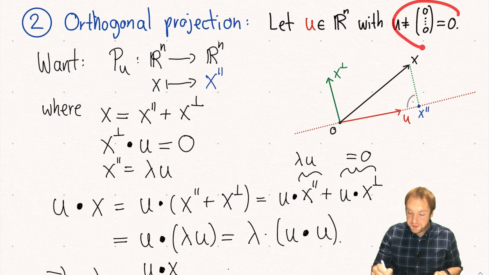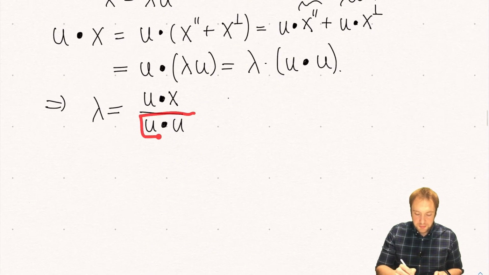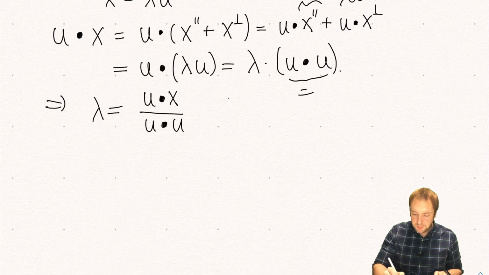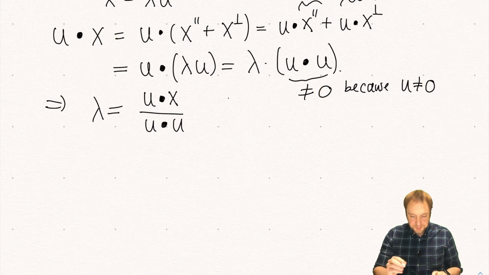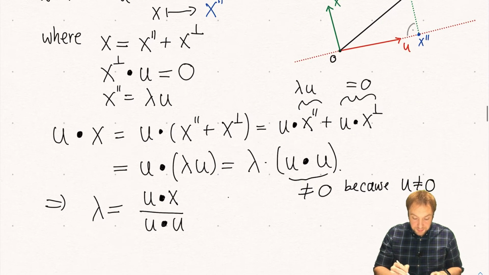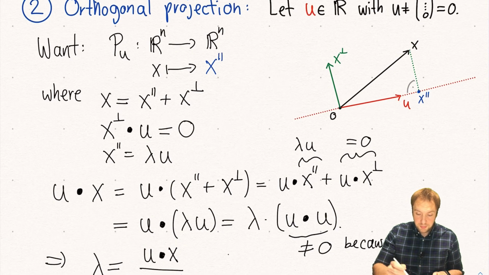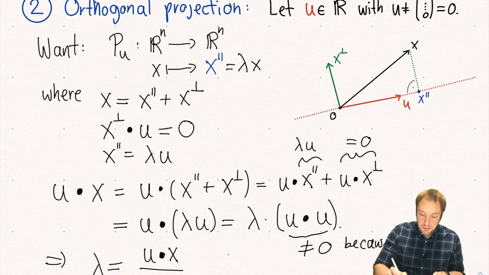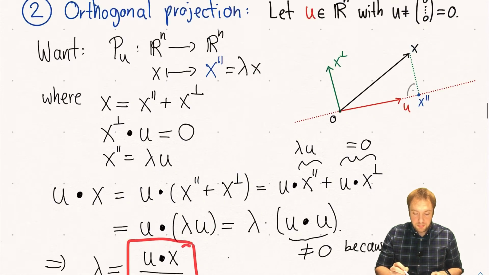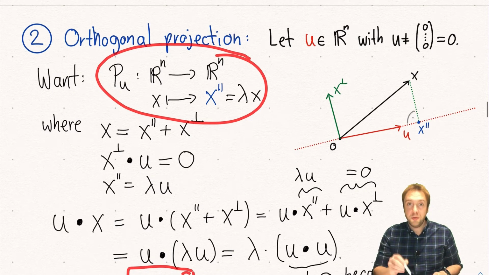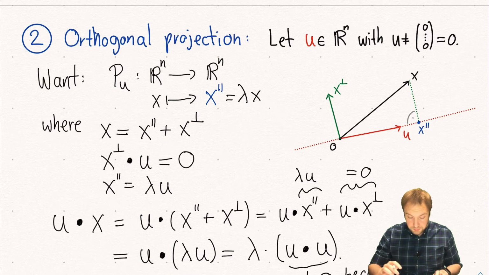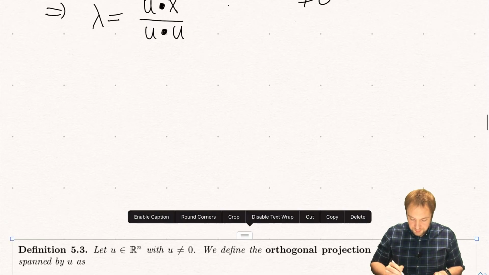here, if this vector is not the 0 vector, this number here is also not 0. So this is not 0, because u is not 0, where this 0 is the 0 vector, and this 0 is the real number 0. And this is now our definition of this map. So we want this to be lambda times x. So we will take this lambda to define this linear map, even though we don't know yet if this is a linear map or not. But this is our definition.